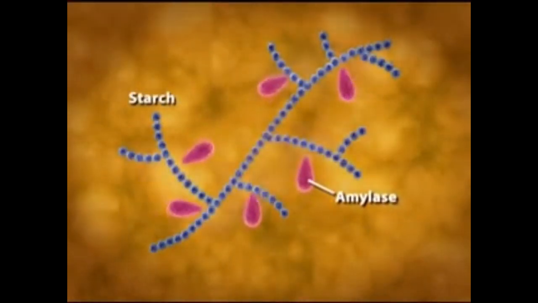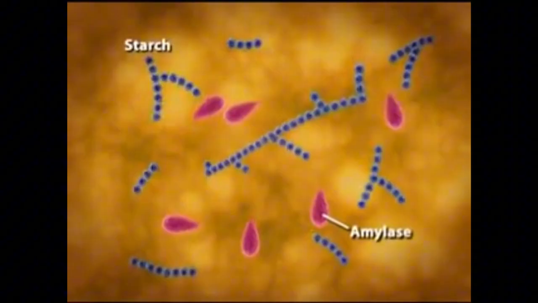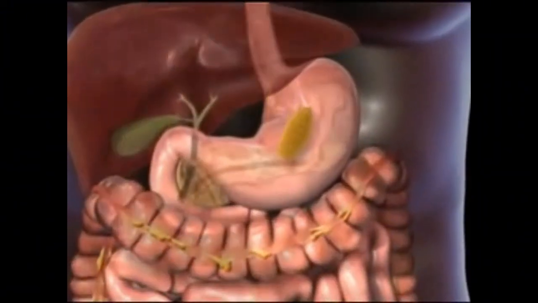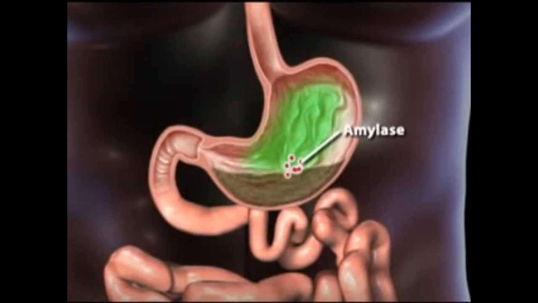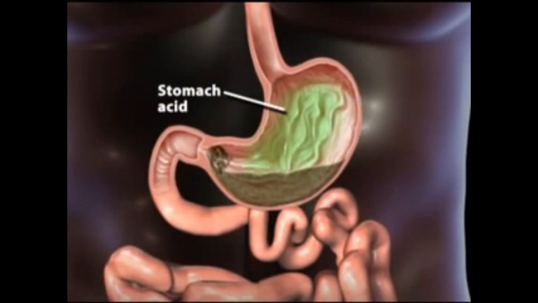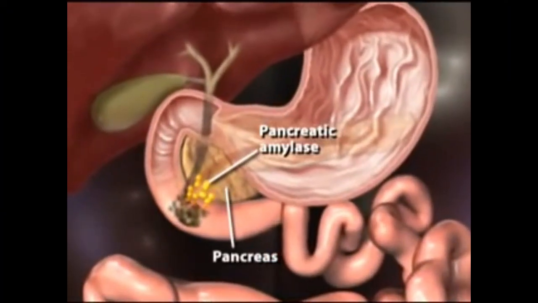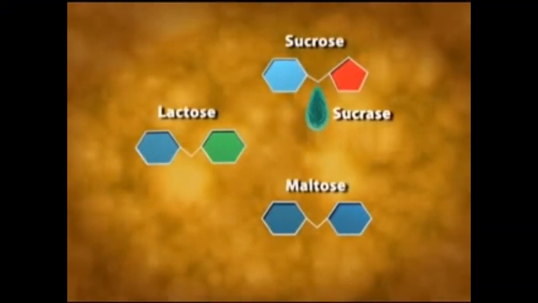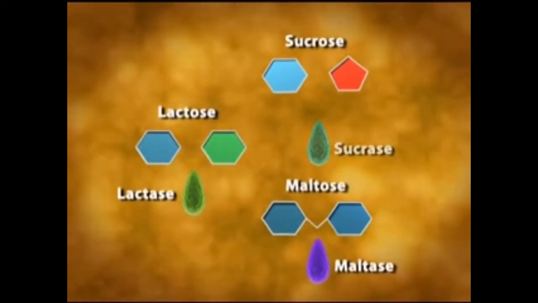Salivary amylase begins the breakdown of starch to maltose. Salivary amylase is inactivated by stomach acid. Pancreatic amylase completes the breakdown of starch to maltose in the small intestine. Small intestinal enzymes catalyze reactions, breaking disaccharides into monosaccharides.